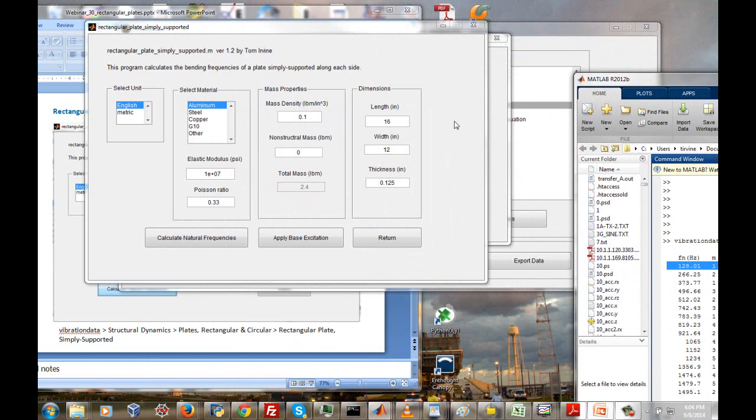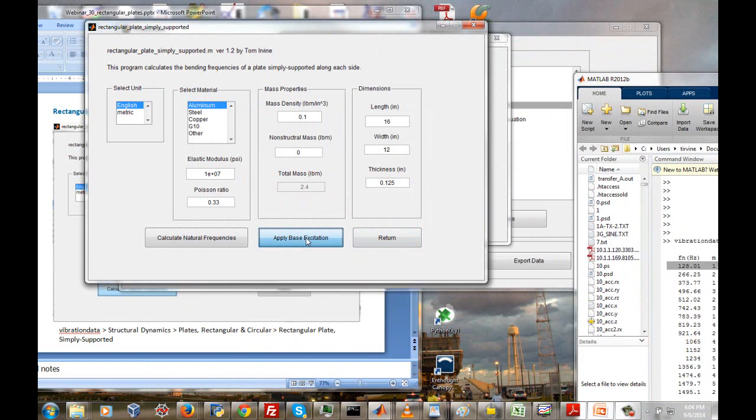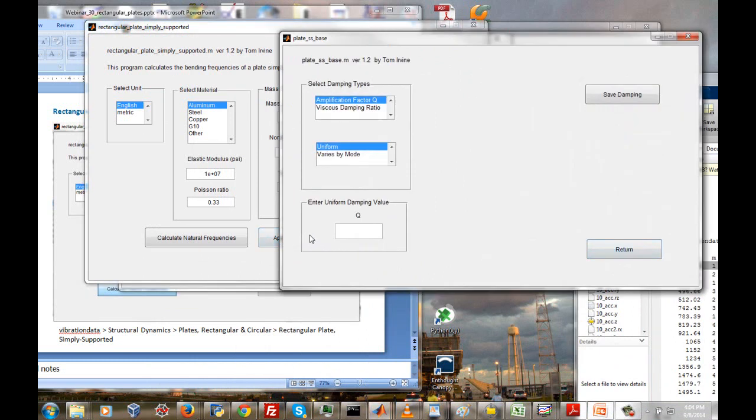So the next thing we're going to do is apply base excitation. And just for simplicity, we're going to do a Q equal to 10 for all modes. So if we wanted to, we could instead input the equivalent viscous damping ratio, which would be 5% for the case of Q equal to 10. We also have the option to vary the damping by mode. Let's go ahead and save the damping.